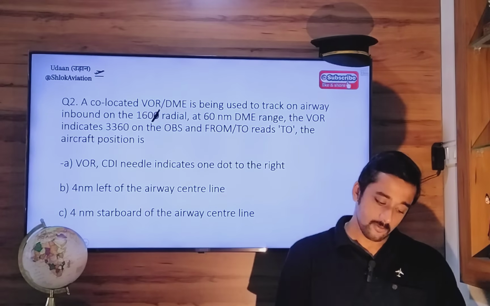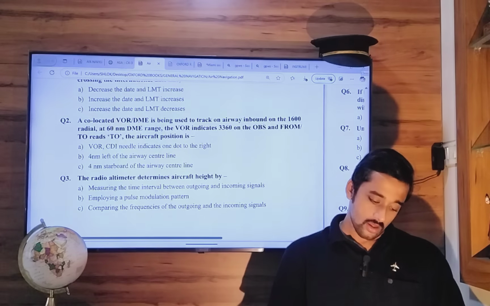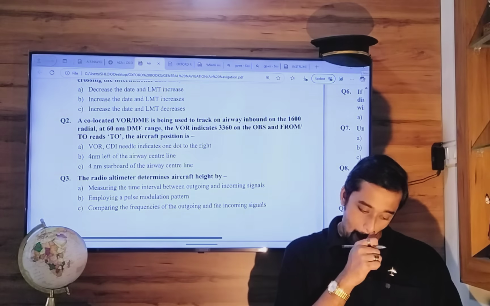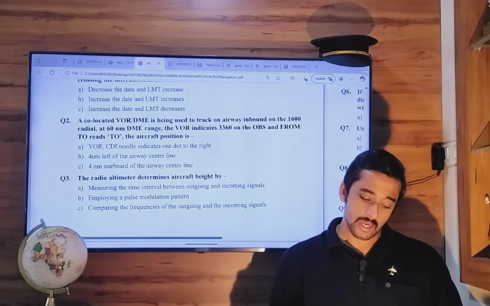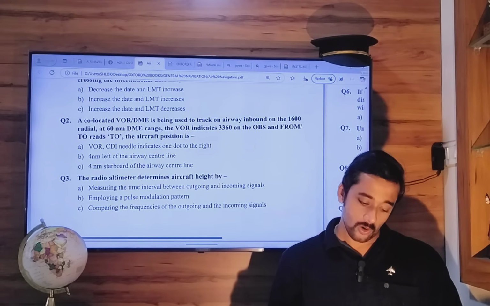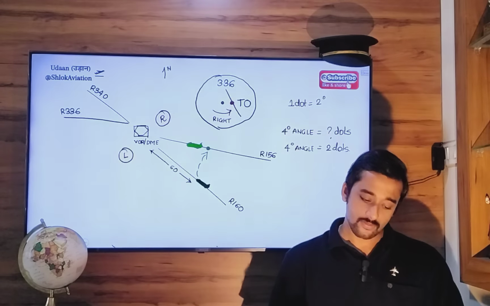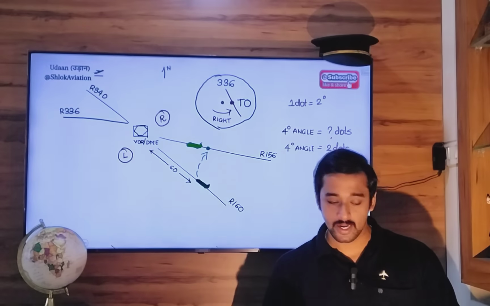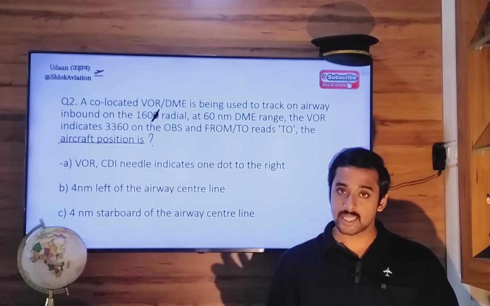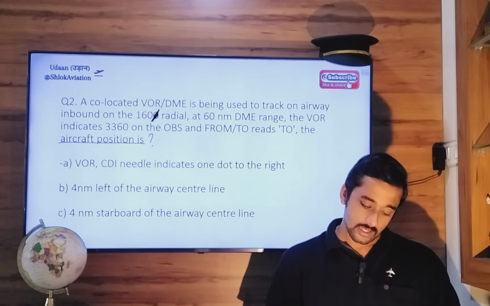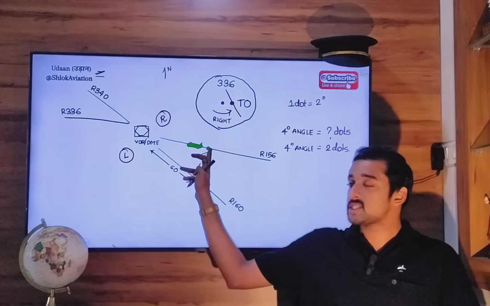So the aircraft position is, VOR. Option Alpha: CDI needle indicates 1 dot to the right. Option Bravo: 4 nautical miles left of the center line. Option Charlie: 4 nautical miles starboard of the center line, meaning right. So CDI, one thing is for sure, should show 2 dots to the right. Here the option is 1 dot to the right. So definitely we are to the left hand side, but by how many nautical miles we do not know that.